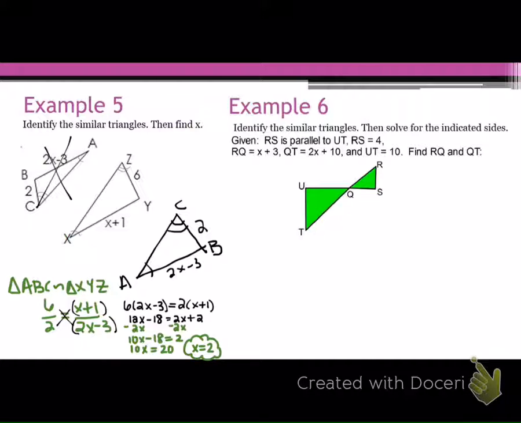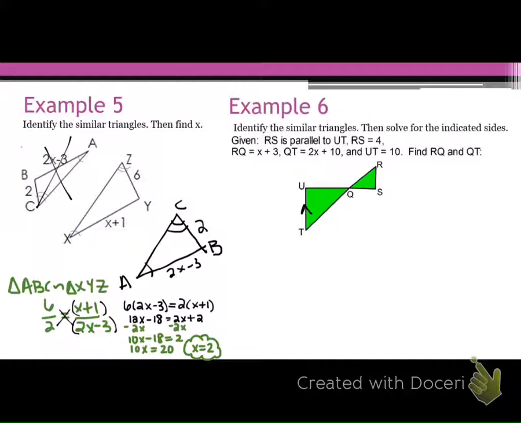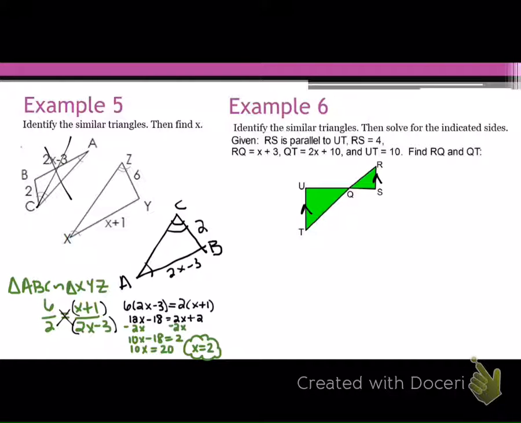All right, so this wants us to identify the similar triangles, then solve for the indicated sides. So it says, given RS and UT are parallel, and then it gives us a whole bunch of other stuff. Let's first determine the similar triangles. So what angles are congruent here? Give me a set of angles that are congruent here. UQ and QS are not angles, those are segments. Three letters.